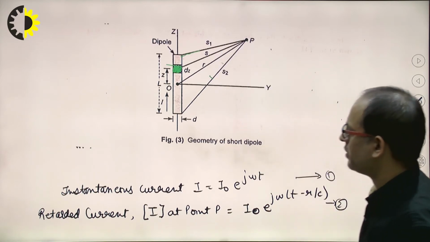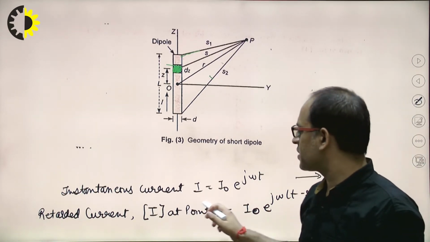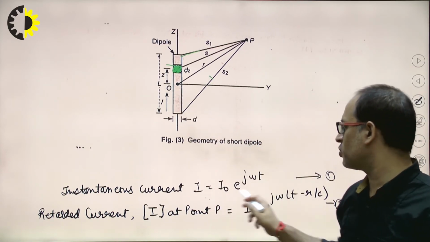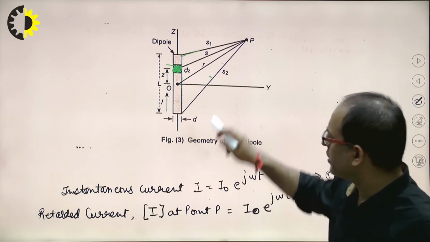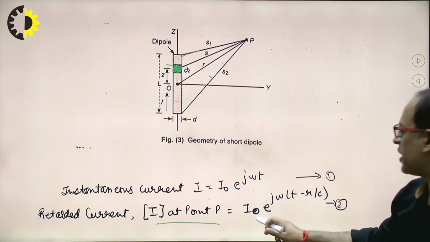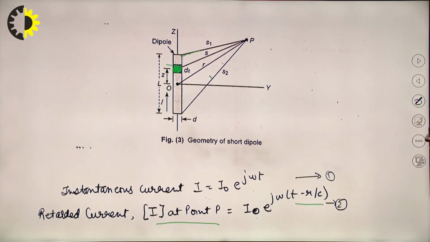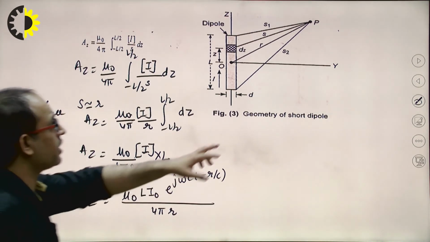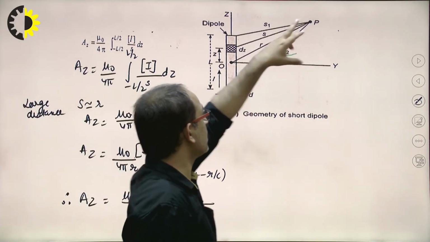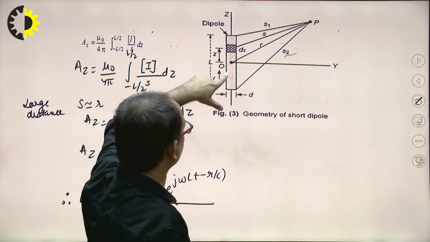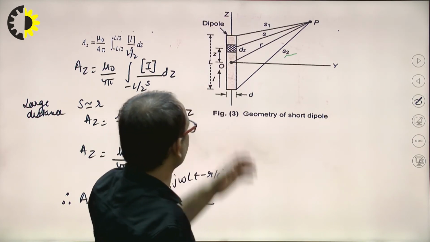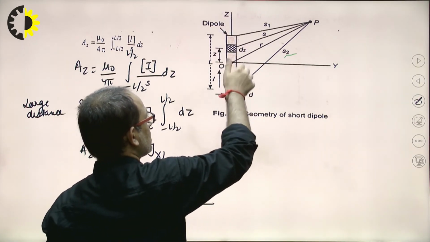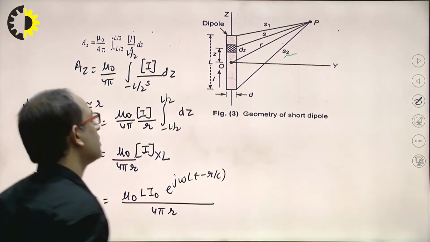But where we need the phase, we cannot take S1 equal to r, remember. So the instantaneous current is I equal to I naught e to the j omega t. Similarly, at point P the retarded current will be I naught e to the j omega (t minus r by c). Now the magnetic vector potential at point P: current is flowing in the z direction, so the magnetic vector potential will also be in the z direction.